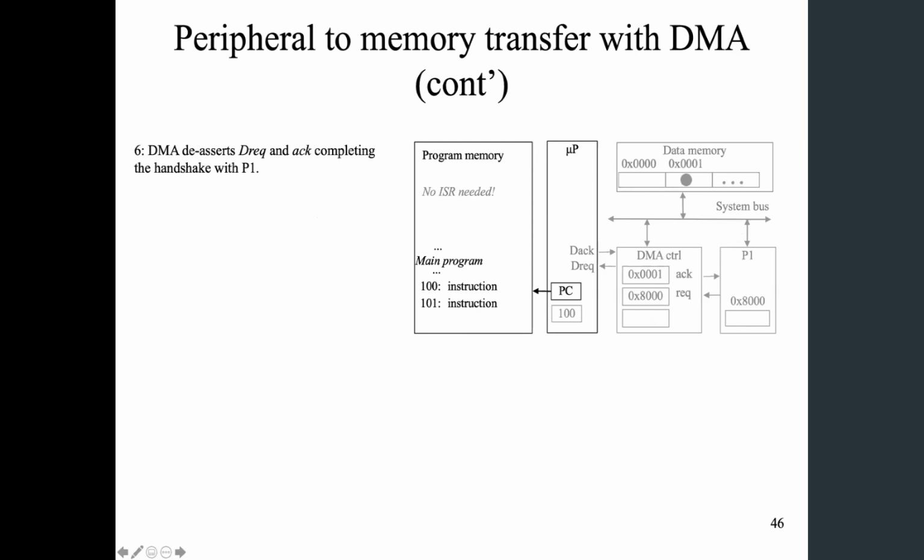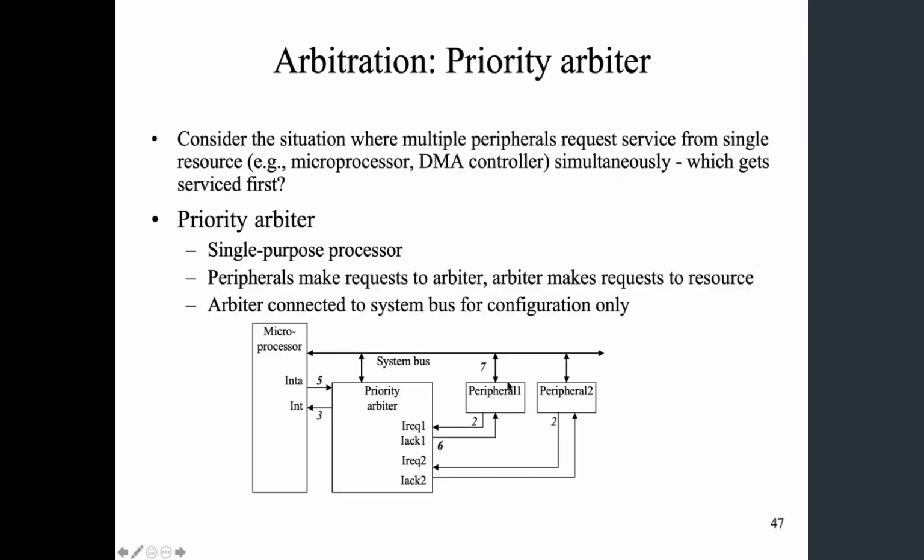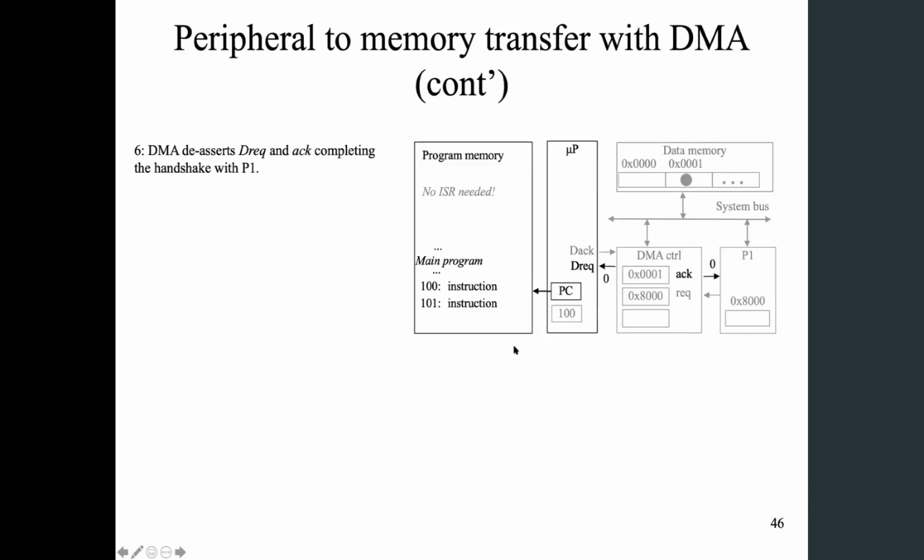So once the data copying is done, it will deassert the DMA request and also acknowledge the handshake with P1 to say, okay, I'm done with the copying, to tell P1 that all the data has been copied, and also to tell the microprocessor that, hey, I'm done using your system bus, and you are free to take it back, which the microprocessor will be happy to do, and then we go back to the normal operation.